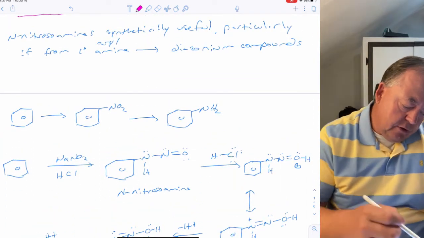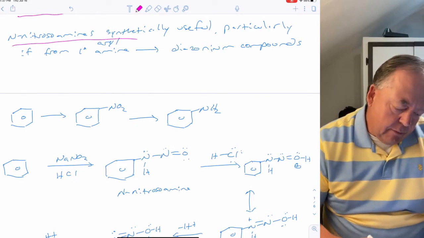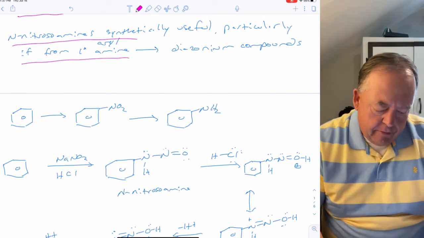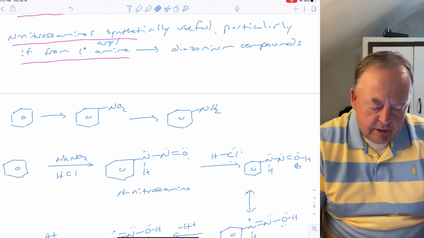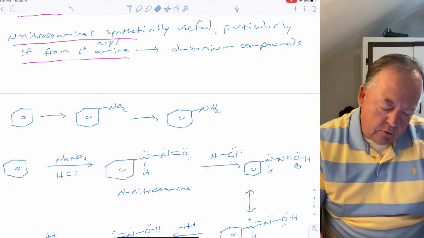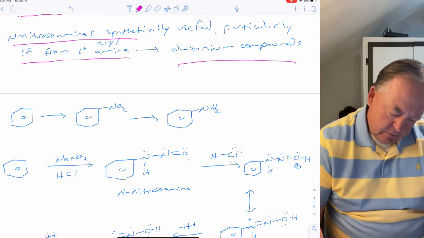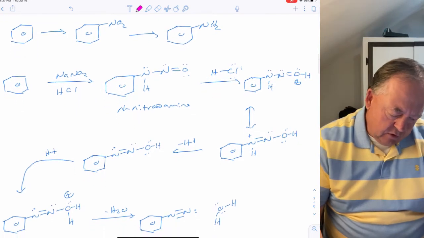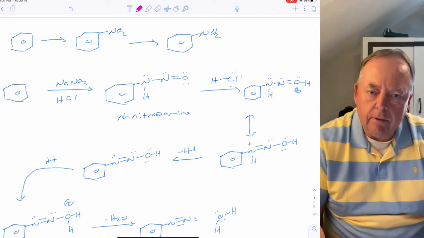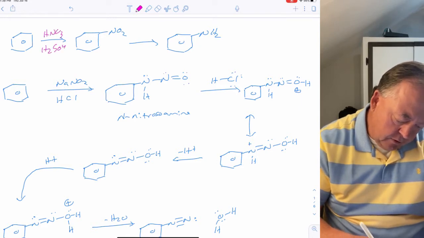Okay, so N-nitrosoamines, synthetically useful, but they're more useful if you make them from primary amines, and particularly if you use arylamines, because the nitrosoamine that's formed can react further to make what's called a diazonium compound. So this will be an example. So if we take benzene, you know how to put nitro on benzene, right? That recipe is HNO3, H2SO4, so do a nitration.